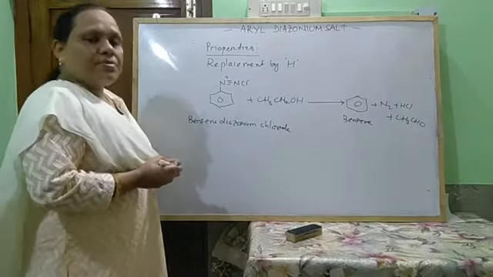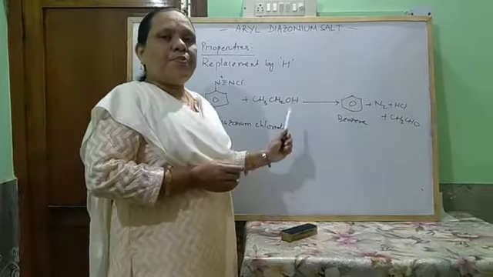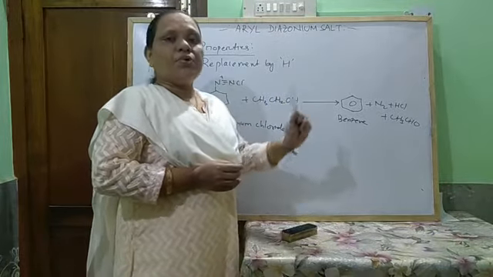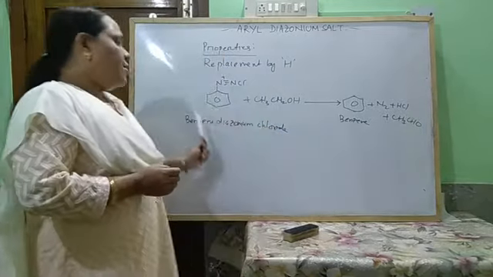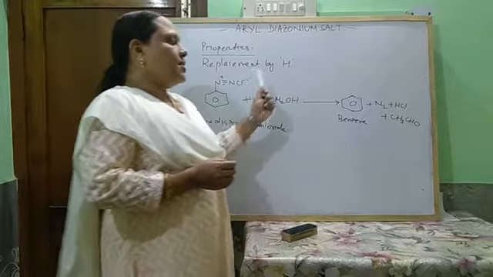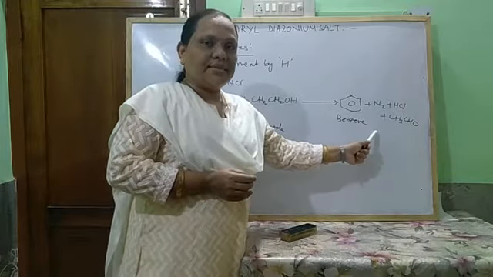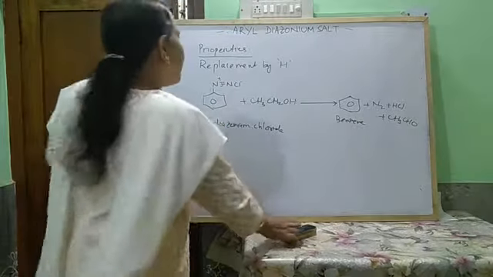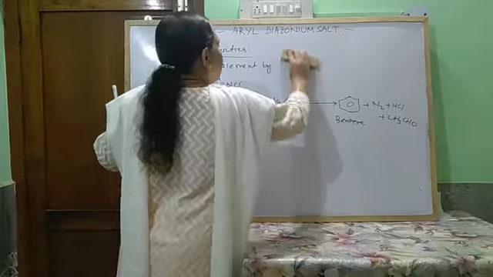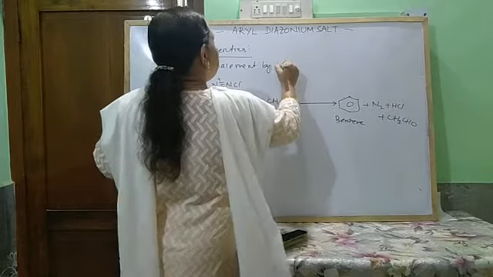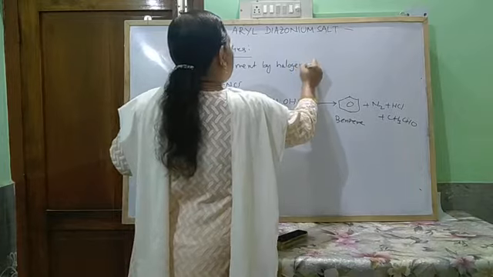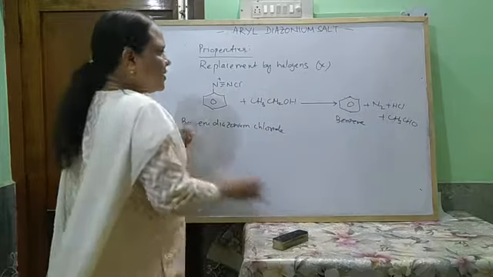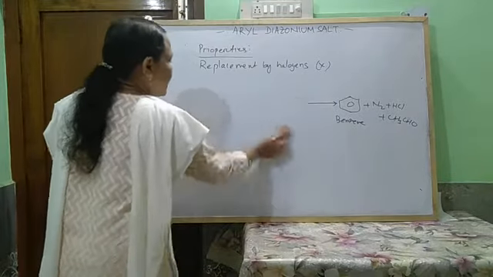So benzene diazonium chloride, when treated with an aqueous solution of hypophosphorus acid in the presence of a cuprous salt, forms benzene. Or when benzene diazonium chloride is treated with ethanol, it also forms benzene by replacing the diazonium group with hydrogen. Next, we come to replacement by halogen. So halogens, X. There are different types of reactions for different halogens.